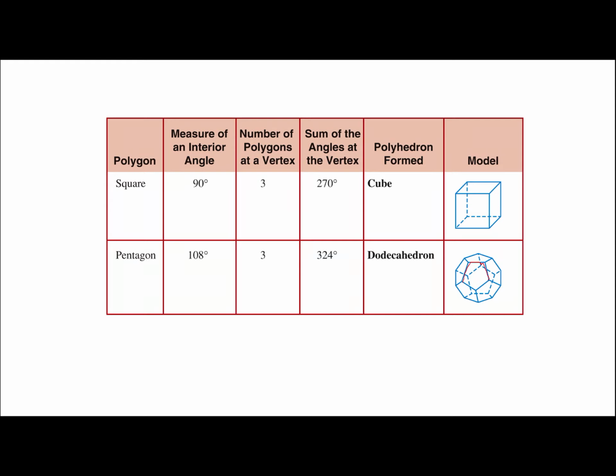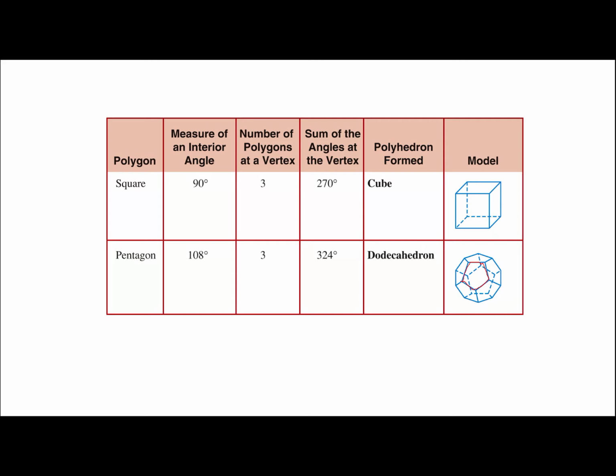And then another common one is the dodecahedron. It has a pentagon for the sides. And you can see this one really well, especially here on the front side. You can see that pentagon. Again, if it's equiangular, all the measures are the same. Here we have 3 coming together at once. The sum of the angles at the vertex is 324 degrees, and it's called a dodecahedron.